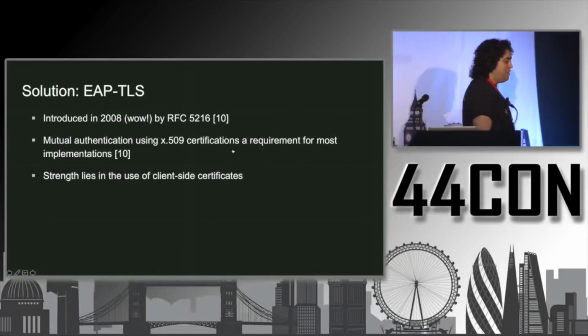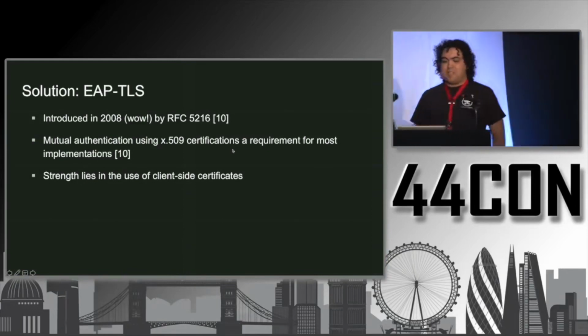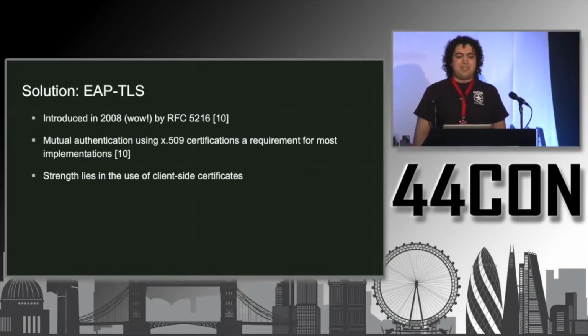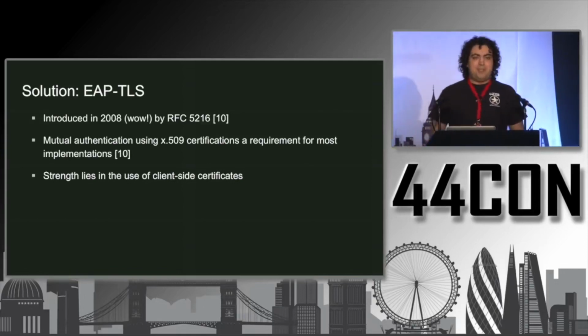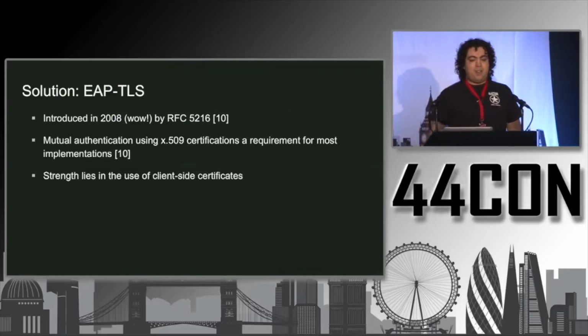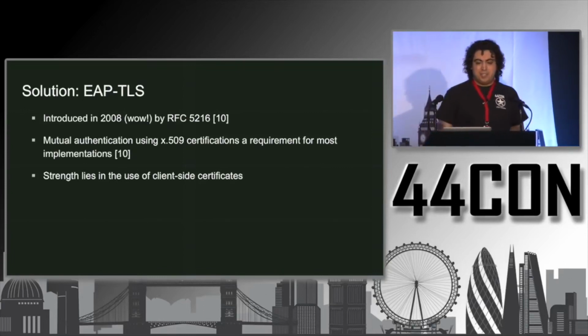So, this is a pretty old attack. There was a remediation introduced to deal with this, and this was EAP-TLS. And EAP-TLS is really good because it uses mutual authentication using X.509 certificates for the outer authentication layer. And this makes it really, really strong because it stops those rogue AP attacks dead in their tracks.